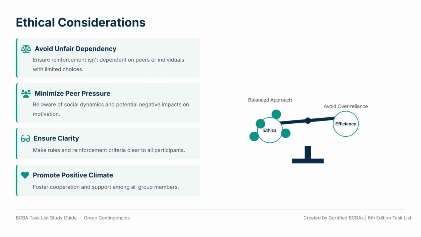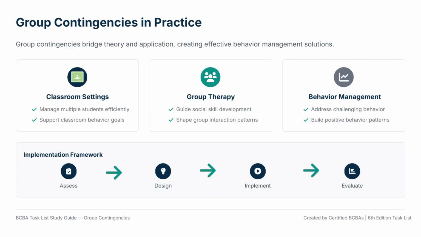When implementing group contingencies, ethical considerations are important. Make sure you avoid creating unfair dependency where reinforcement depends on individuals who have limited control over their behavior. Minimize peer pressure by understanding social dynamics and their impact on motivation. Clarity in rules and reinforcement criteria is also essential, which allows you to create a positive climate that fosters cooperation and support among group members. In real-world settings, group contingencies are used in classrooms, therapy groups, and behavior management systems.